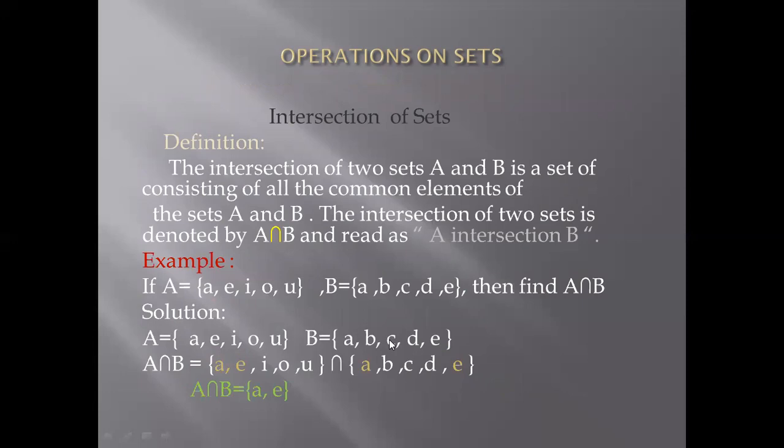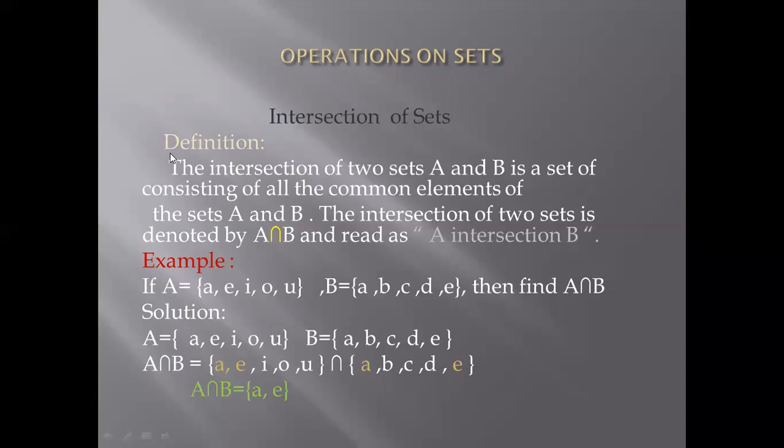Now we come to the intersection. Intersection of two sets. We have already done this operation in class 7. Do you remember this? Intersection means common. In the union, we write all the elements. Union means combine. Intersection means only take the common elements.